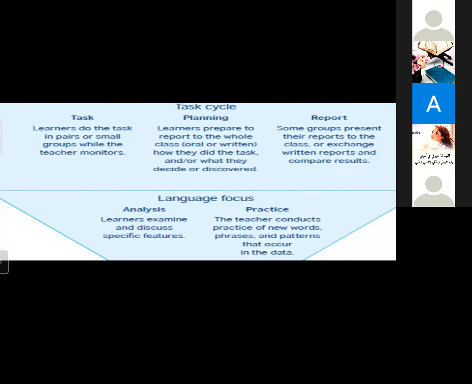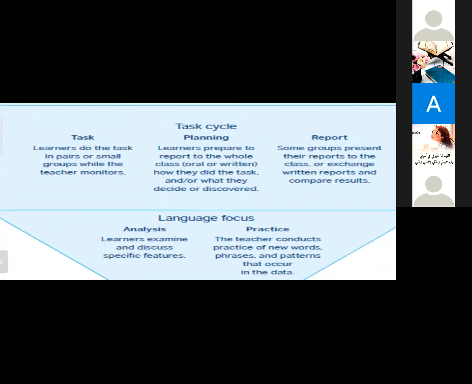And the last stage, of course, is the language focus. Also, if you can see, learners' analysis, learners examine and discuss specific features. They try to help their peers and correct their mistakes, and also give reflection and feedback. And the practice here, this is the role of the teacher. The teacher conducts practice of new words, phrases, and patterns that occur in the data.